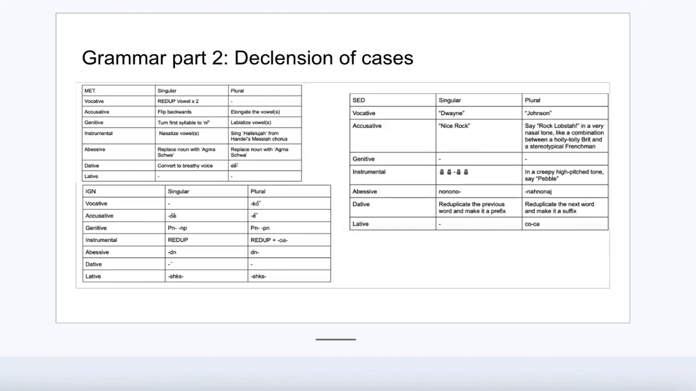Grammar part 2, declension of cases. This is a bit hard, but let me elaborate on this. The metamorphic gender, which is of course, this is all declined for singular and plural. Metamorphic has the 7 cases. So vocative is reduplicate vowel times 2, plural is nothing. Accusative is flip the syllable backwards, and plural is elongate the vowels.